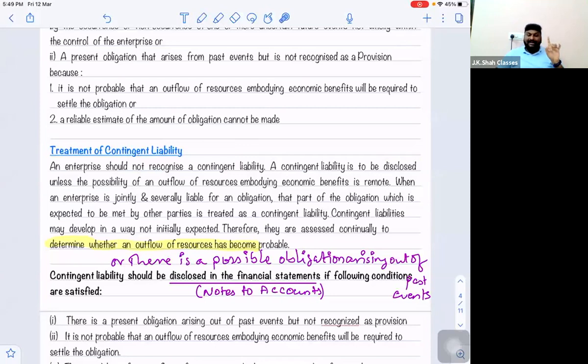So what AS 29 says, you have to continuously keep on reviewing your contingencies for any further updates.